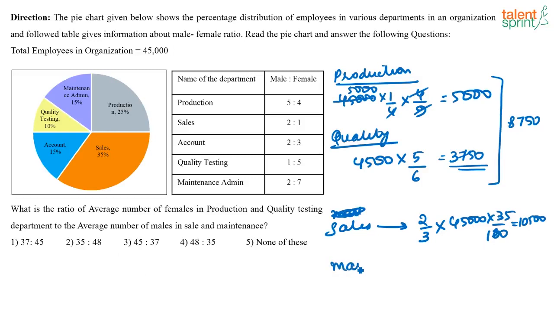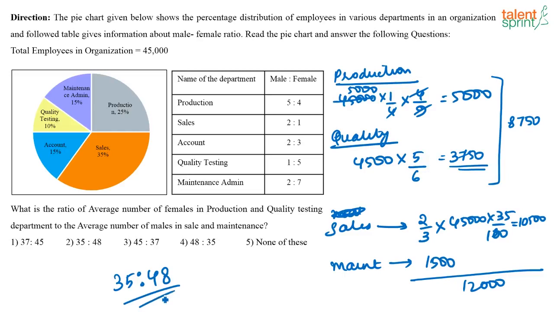And if you look at maintenance, how many men are there? Maintenance accounts to 15%. So 45,000 into 15 by 100 into 2 by 9. You should get it as 1500. So this accounts to 12,000 and this accounts to 8,750. Even if they ask you for the average, divided by 2 on both sides, that will anyway get cancelled. So the answer that you get will be 35:48. That is option 2.